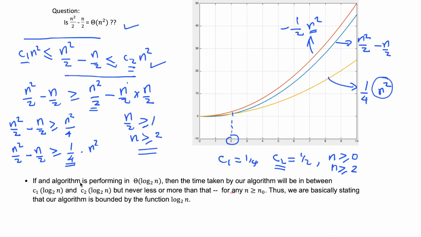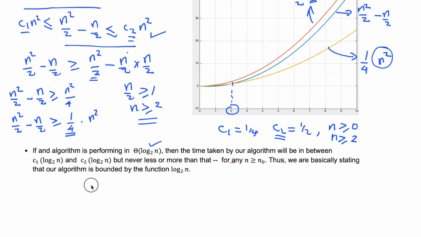And to sum up, suppose that the performance of an algorithm is given in terms of theta of log n, then in reality the time taken by our algorithm will be between c1 into that function and c2 into that function, but never less or more than that. That is, we are sandwiching the performance of our function between two constant multiples of the function given inside the theta notation for any n greater than or equal to n0. So we are basically stating our algorithm is bounded by the function log n. And the big theta notation can be used to represent the average case of an algorithm.